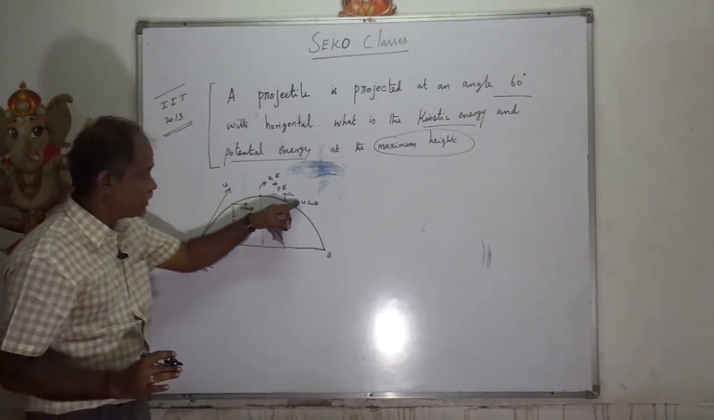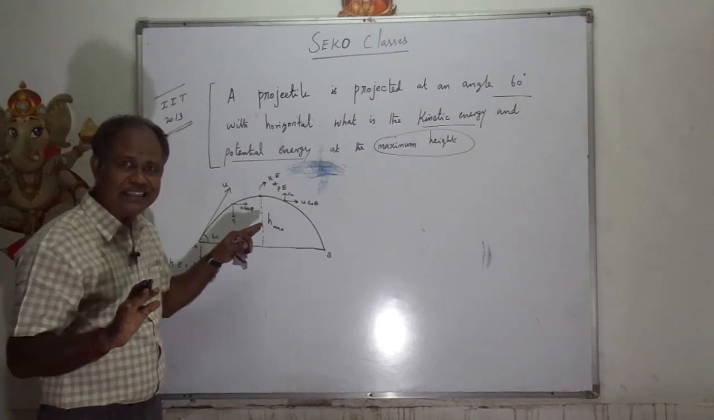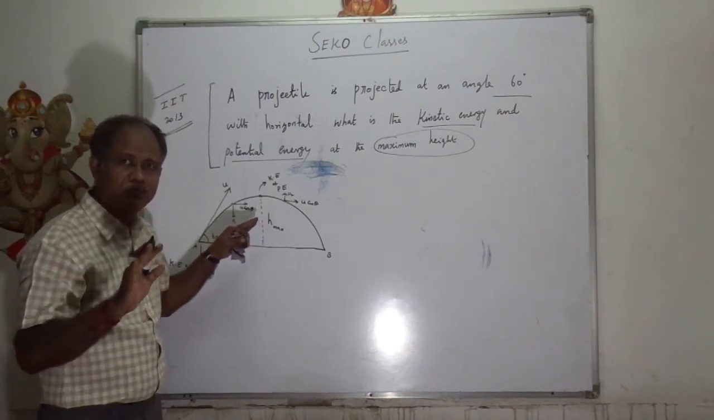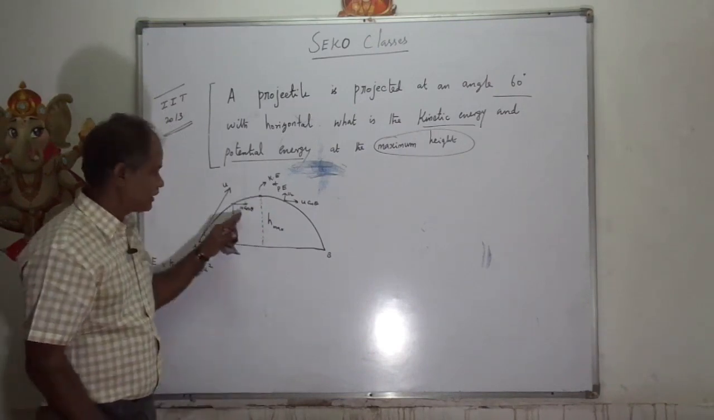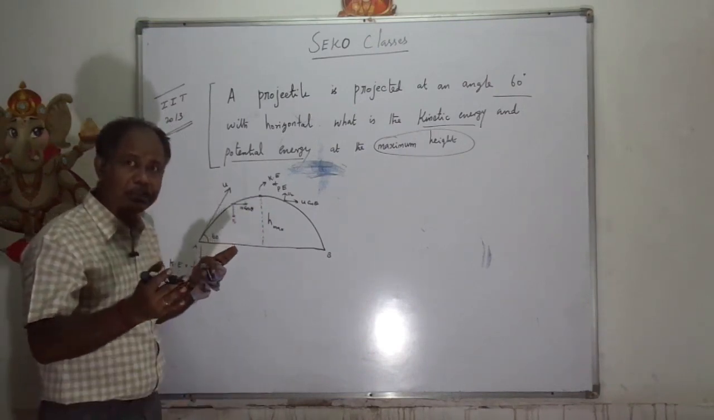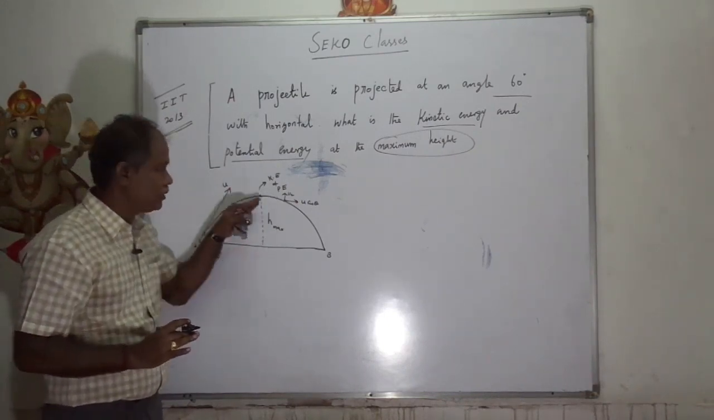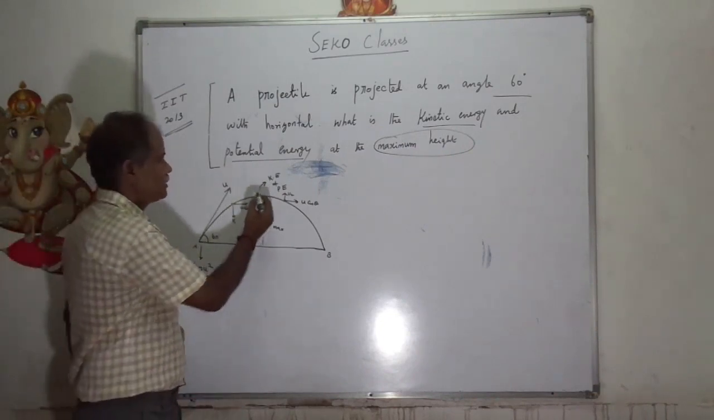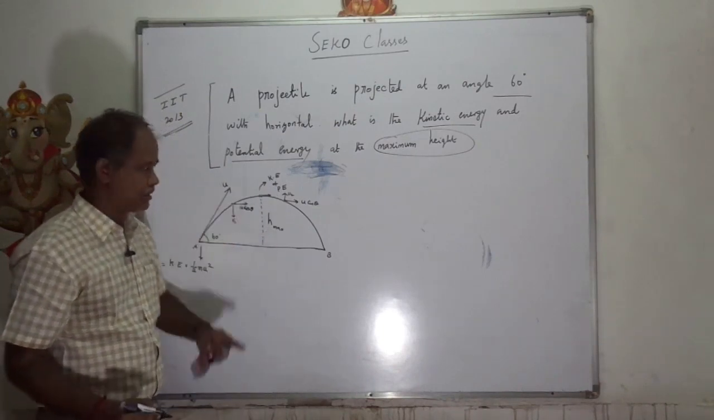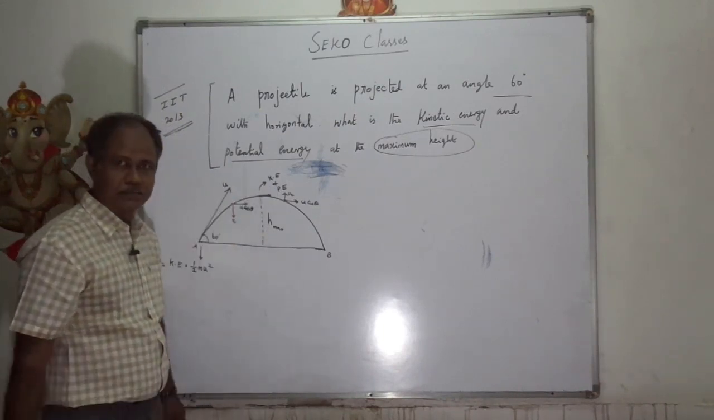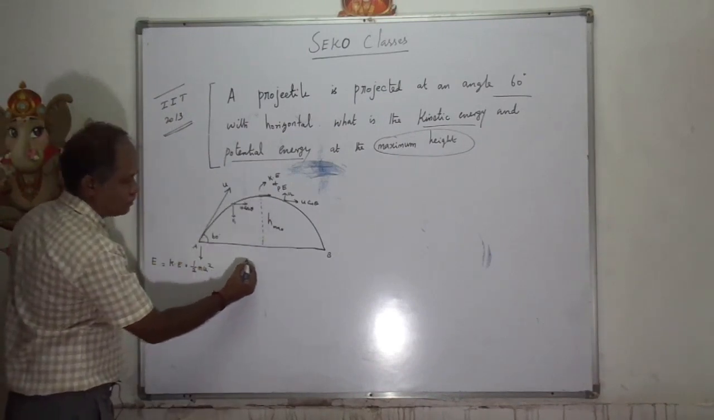The horizontal component is always constant, while the vertical component changes, since the vertical component of velocity depends upon the acceleration due to gravity. Acceleration due to gravity changes from place to place. The vertical component changes, the horizontal component is constant. Here also, in the same manner, the horizontal component is constant. What is the value? u cos theta, that is the horizontal component alone there.